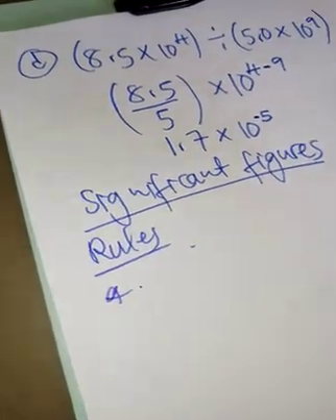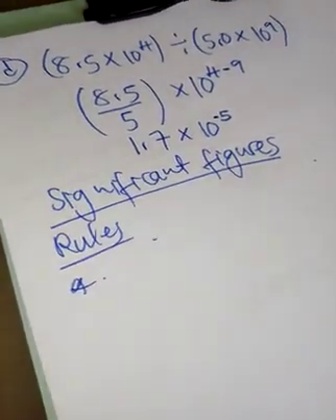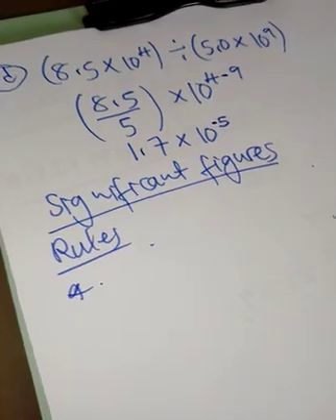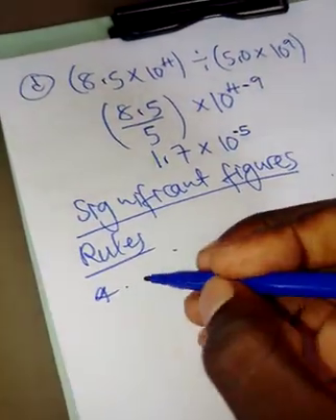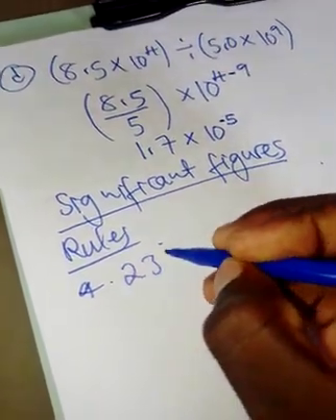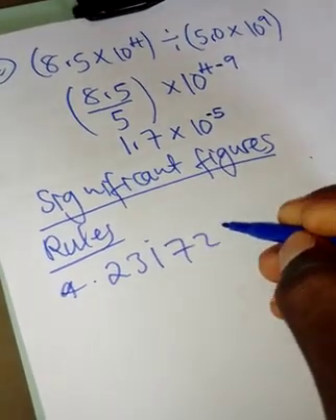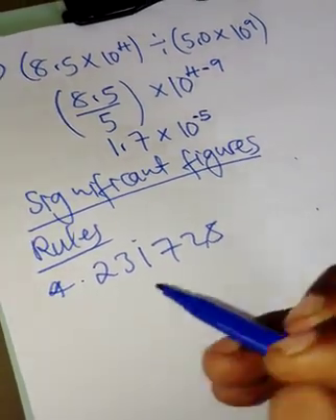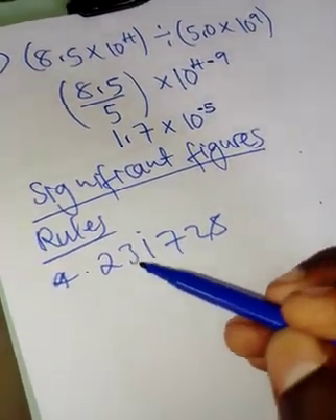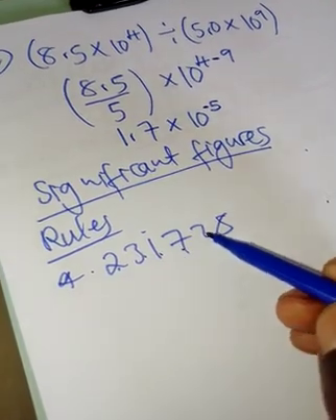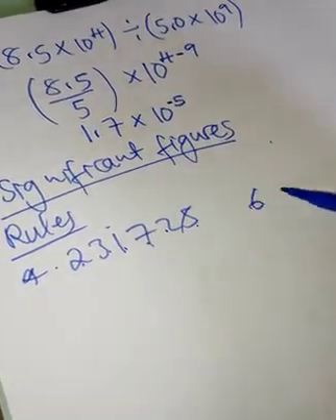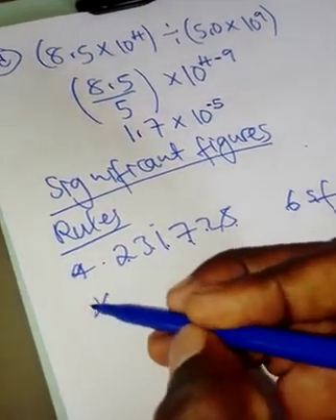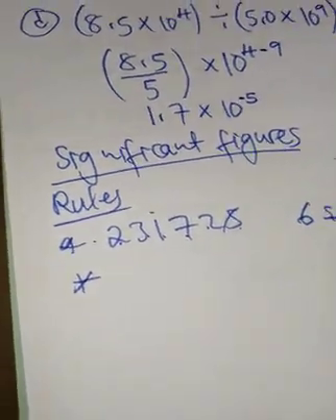The first one we'll talk about, we're saying all non-zeros are significant. If you have numbers like 2, 3, 1, 7, 2, 8, all these are non-zero numbers, meaning they are significant. So to count the significant figures, it's 1, 2, 3, 4, 5, 6. 6 significant figures. That's the first row we have just talked about.